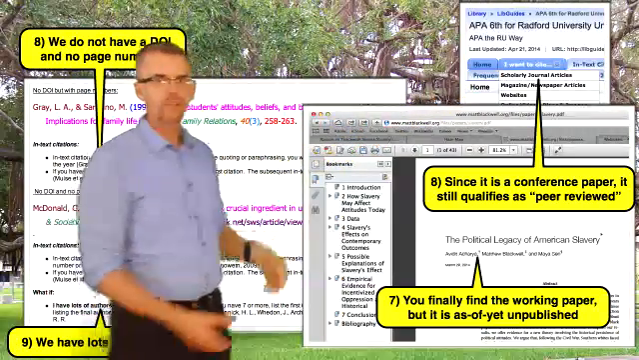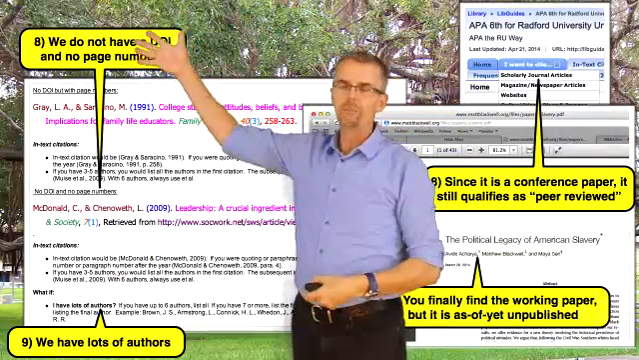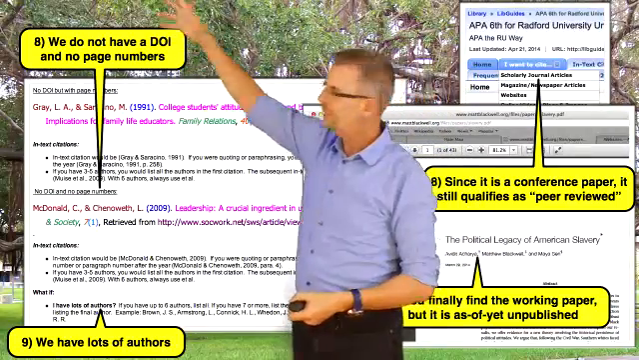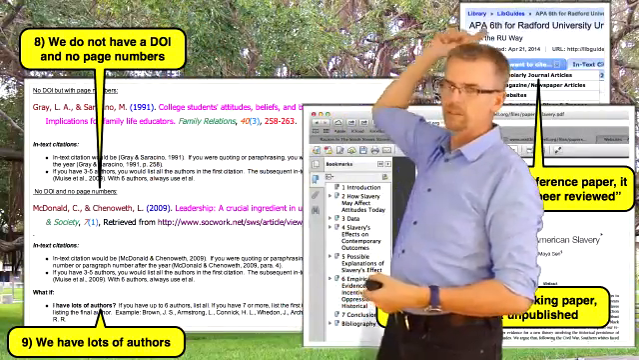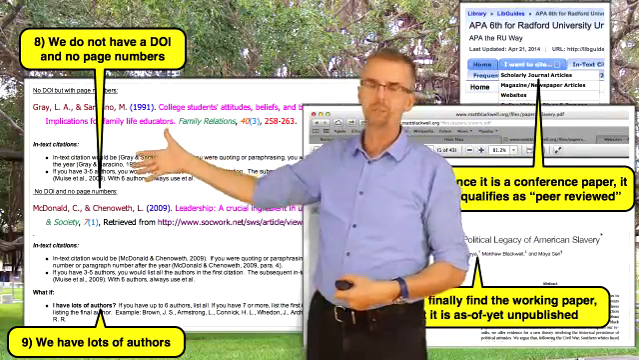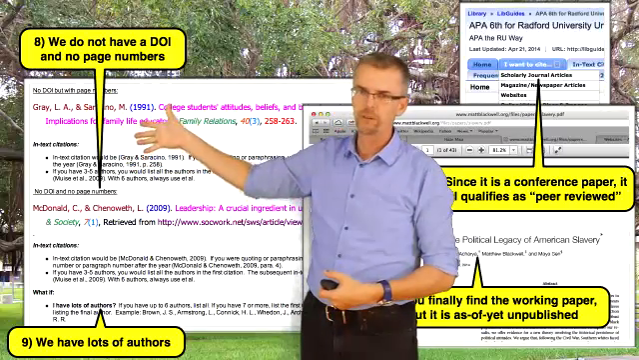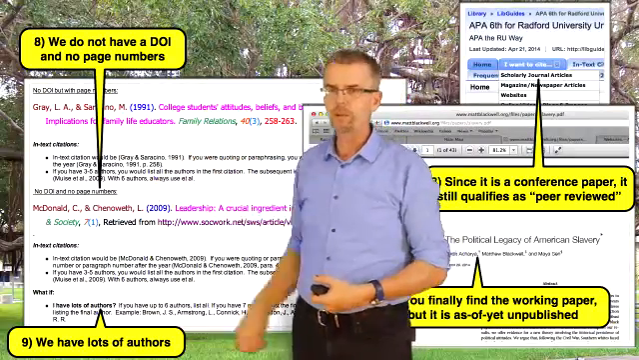So when we click on that link there, we come up with point number 8. We recognize that we do not have a DOI and we have no page numbers. So we scan down through that section of the Radford LibGuides until we find something that probably is going to approximate it. There's no DOI and there are no page numbers. So that's how we're going to cite this paper here.